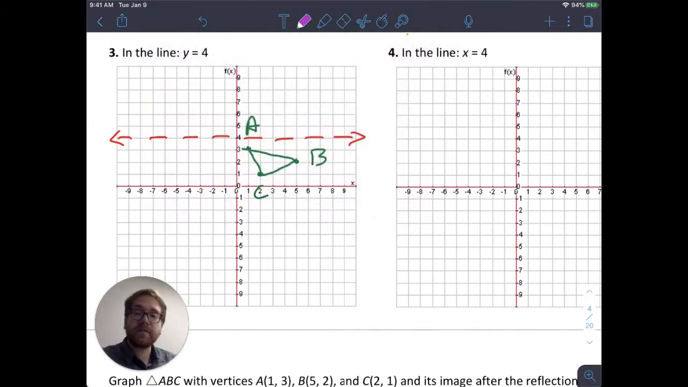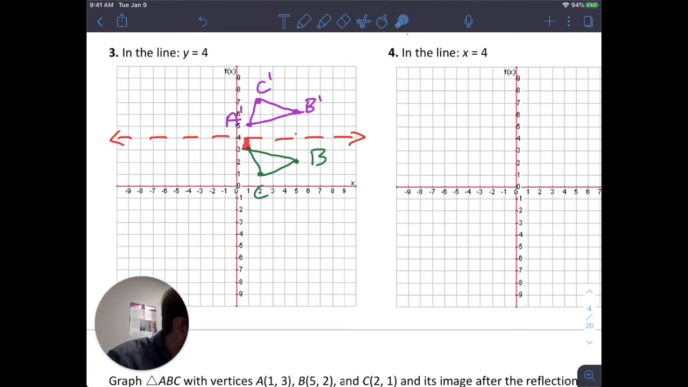So I'll do the same thing that I was doing. The distance from the pre-image points to that line of reflection should be the same for the image. So A is just 1 point from A up to this line y equals 4, and so I'd go 1 point above that, flip it across. There's A prime. For B, it's 2, so I'd go up 2 over here. There's B prime. And C is 1, 2, 3, so I go 1, 2, 3. C prime. So again, you can see how they're the same distance from this line of reflection.